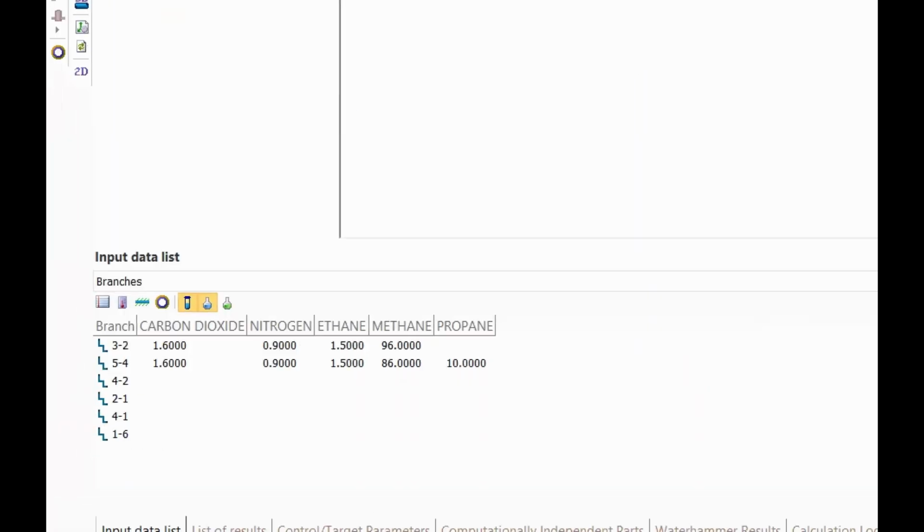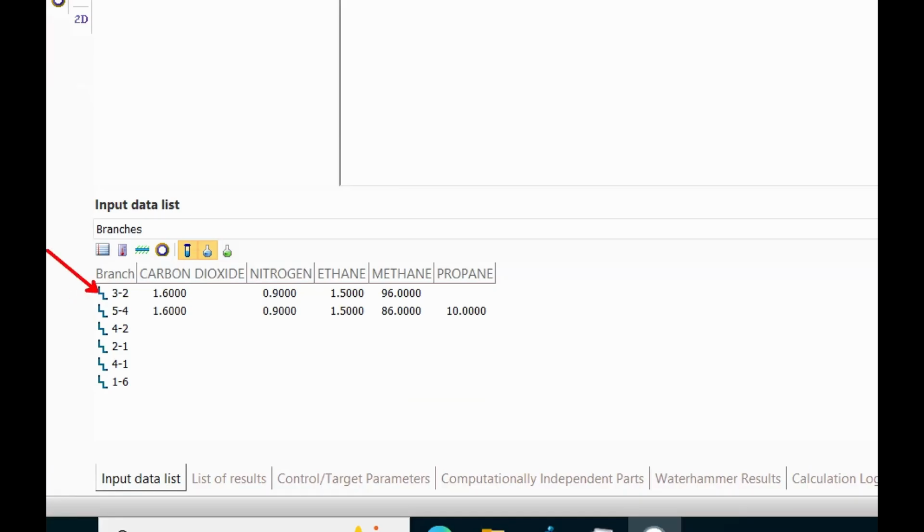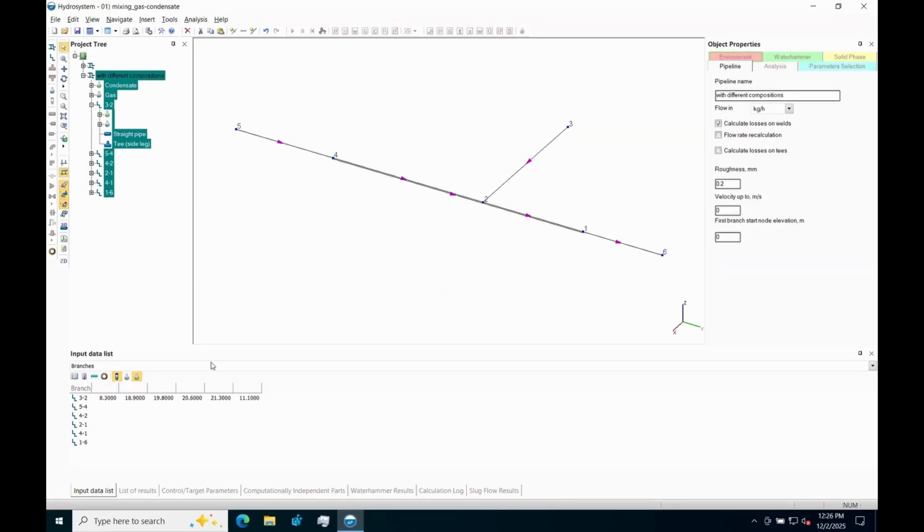Yeah, it goes like this. So here in inlet number 1, we don't have propane. In inlet number 2, we have less methane, and we have a propane of 10%. And the liquid composition is the same for each piping component. So that's it. That's how you do it.